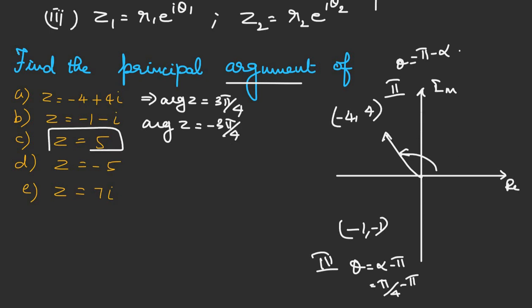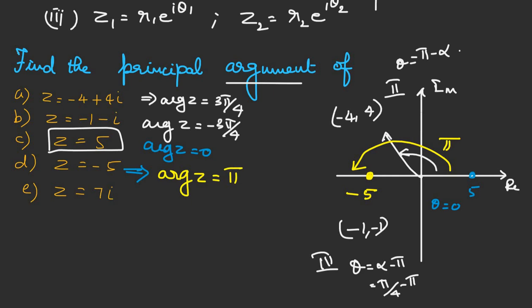Z is equal to 5 is a point on the x-axis. So here theta will be equal to 0. So in this case, the argument of z will be equal to 0. Z is equal to minus 5. If z is equal to minus 5, then minus 5 lies on the negative side of the x-axis. Therefore, the argument of z will be equal to pi.